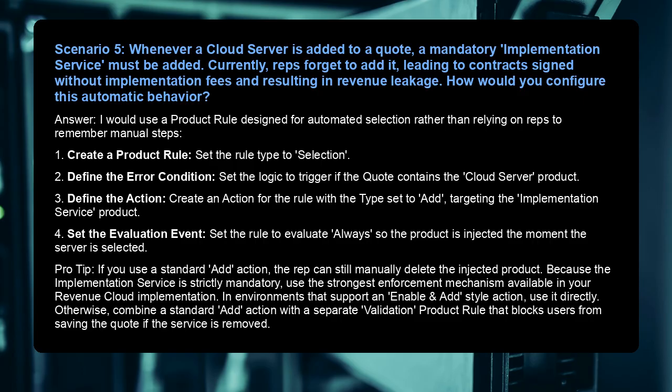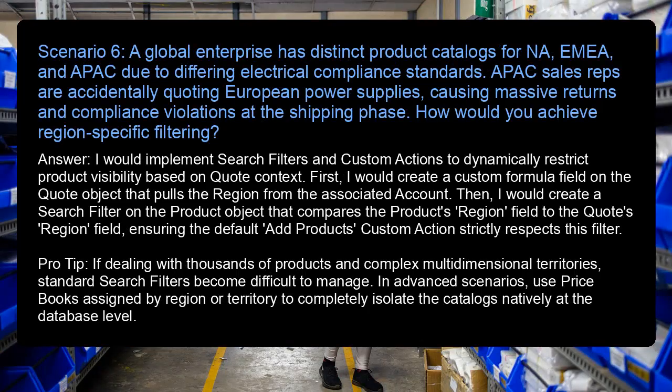Because the implementation service is strictly mandatory, use the strongest enforcement mechanism available in your Revenue Cloud implementation. In environments that support and enable an add style action, use it directly. Otherwise, combine a standard add action with a separate validation product rule that blocks users from saving the quote if the service is removed.